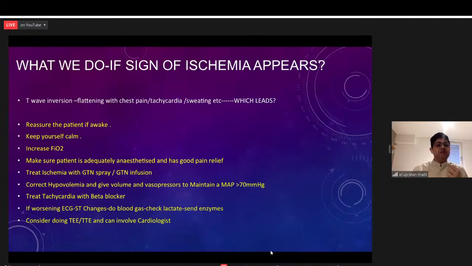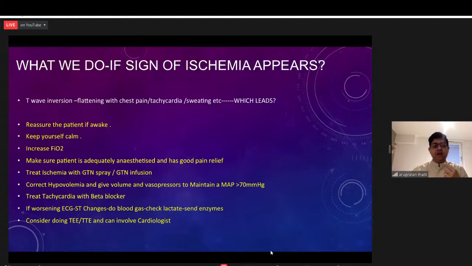If the patient is awake, reassure the patient, nothing has happened, we're taking care of you, you're fine, you'll be doing well. Keep yourself calm. Sometimes we get anxious, and so we have to keep ourselves calm. Increase the FiO2 as much as possible. Make sure the patient is adequately anesthetized in case of GA and has good pain relief. Treat ischemia with GTN spray and GTN infusion.